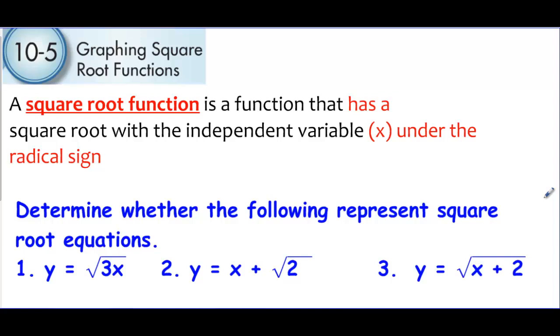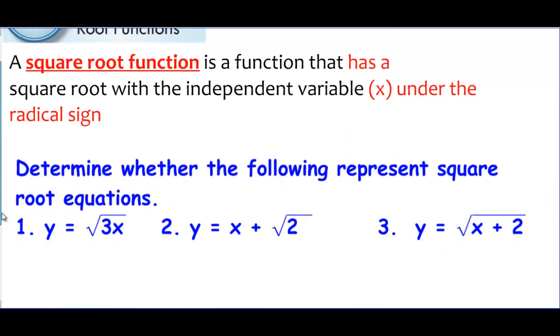So if you take a look at these three problems down here, in each of them there is a square root symbol, but not all of these are square root functions. This one I would say, yes, is a square root function because that x is underneath the radical. That's good. So that's a square root function.